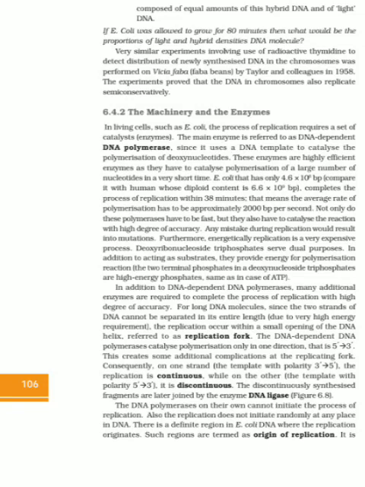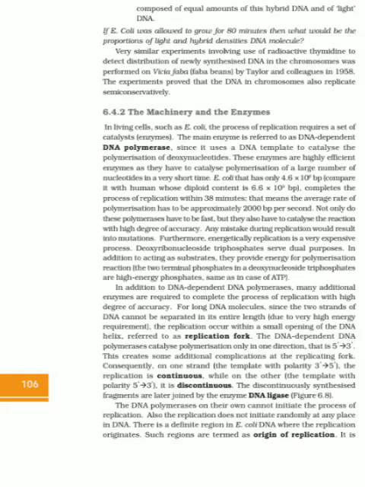chromosomes was performed on Vicia faba beans by Taylor and colleagues in 1958. The experiments proved that the DNA in the chromosomes also replicates semi-conservatively. The machinery and the enzymes. In living cells such as Escherichia coli, the process of replication requires a set of catalysts or enzymes.